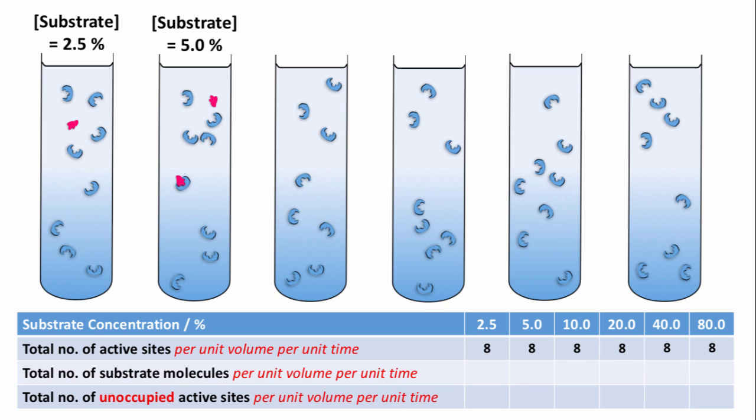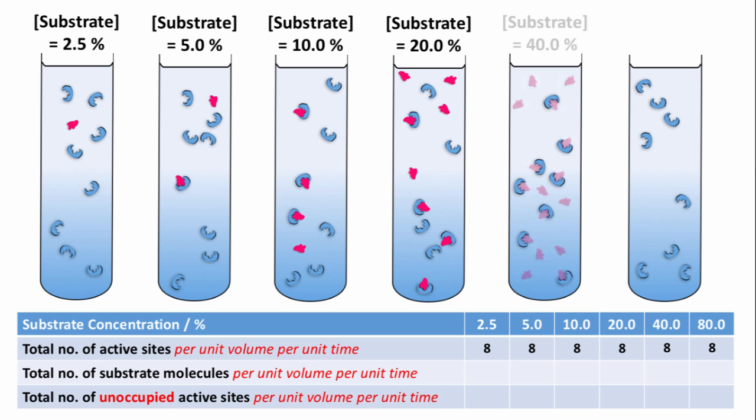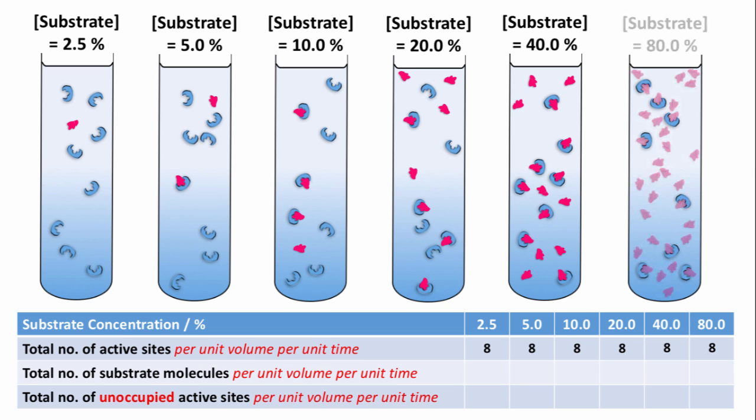Can you make a guess how many substrate molecules I would put in if I were to double the concentration to 10%? Yep, you will have 4 molecules of substrate. If it's 20%, you get 8, 40%, 16, and 80%, you have 32 molecules of substrate. I'm going to fill in the table. 1, 2, for 10%, you get 4, 20% substrate concentration, you get 8, 40% substrate concentration, you have 16, 80% concentration, you have 32.